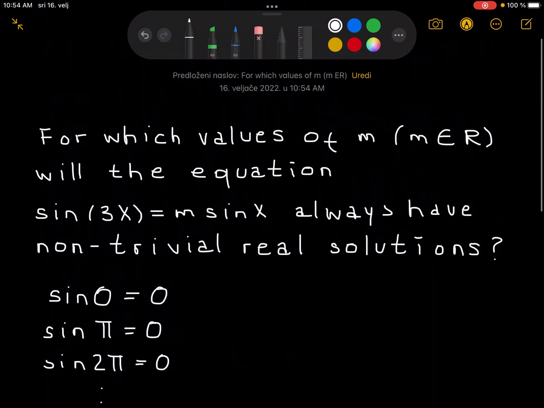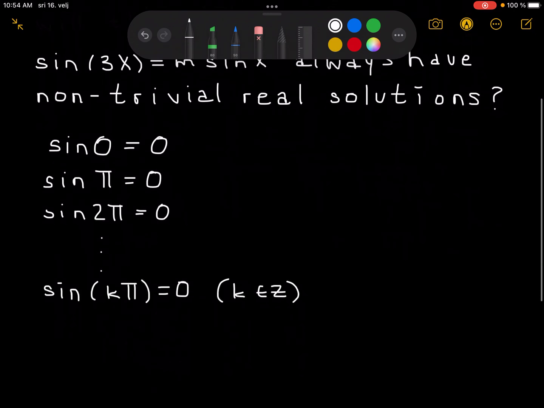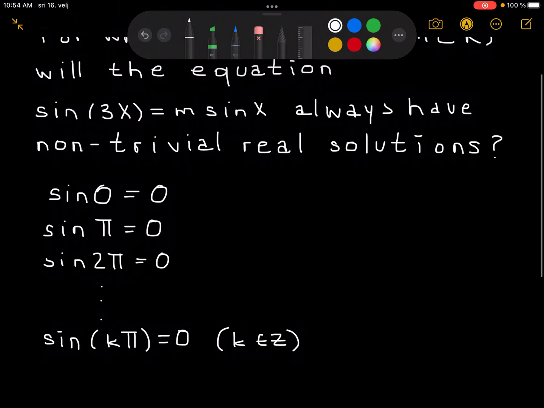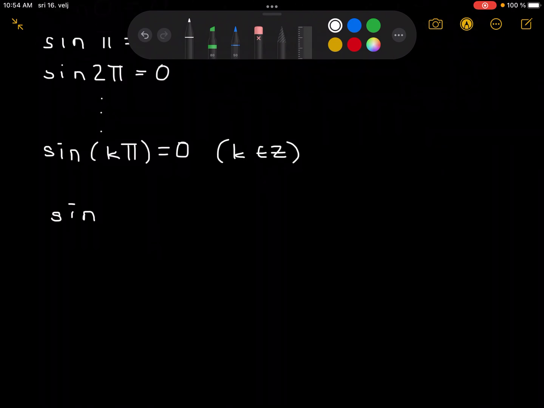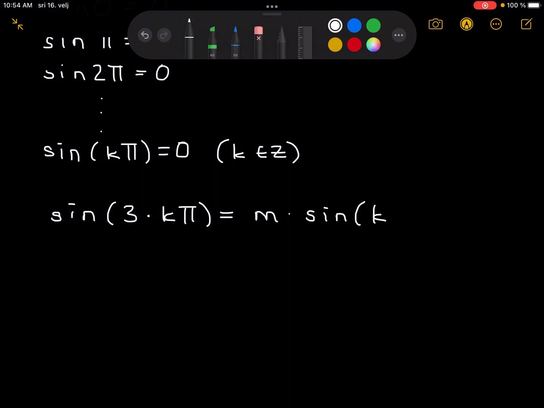So if x is equal to the product of any whole number, any integer, and pi, this equation will always have those kinds of solutions. Why? Because then you get the form that sine of 3 times k pi is equal to m times sine of k pi.